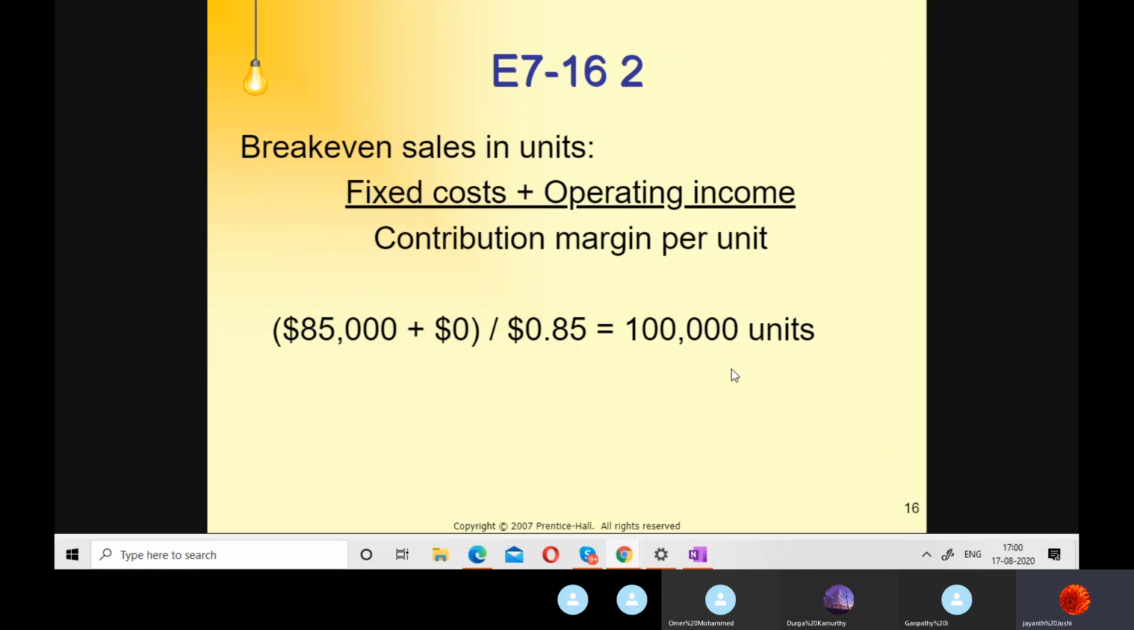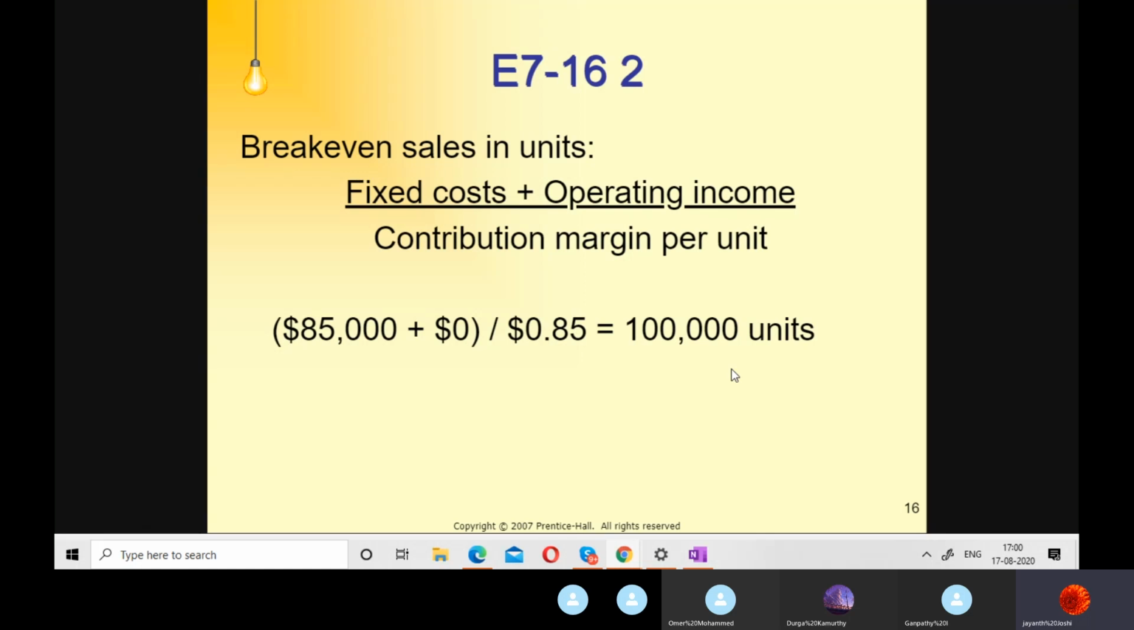So fixed cost is 85,000. Operating income is 0. They did not give any profits here. So fixed cost plus profit by contribution margin, that is break even. Why do we take 0 as profit? Because we are speaking about break-even sales. In case of break-even sales, I did not give you this formula. I just told you to take fixed cost by contribution margin per unit.